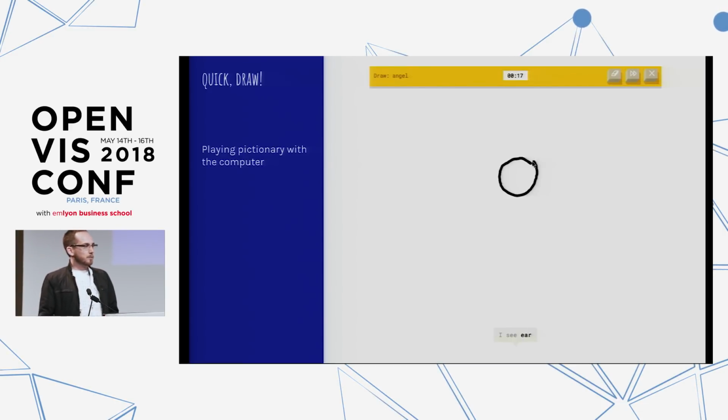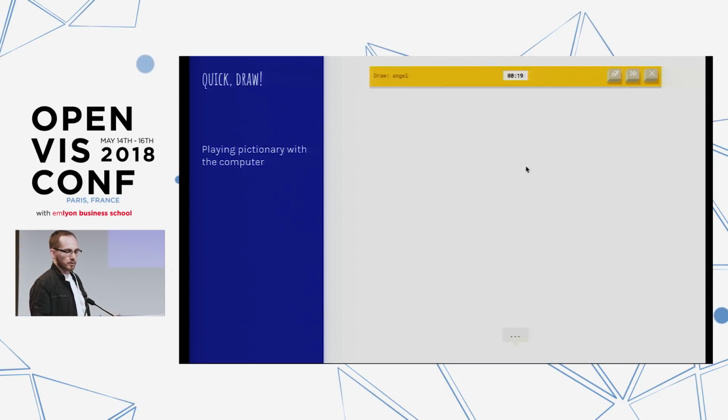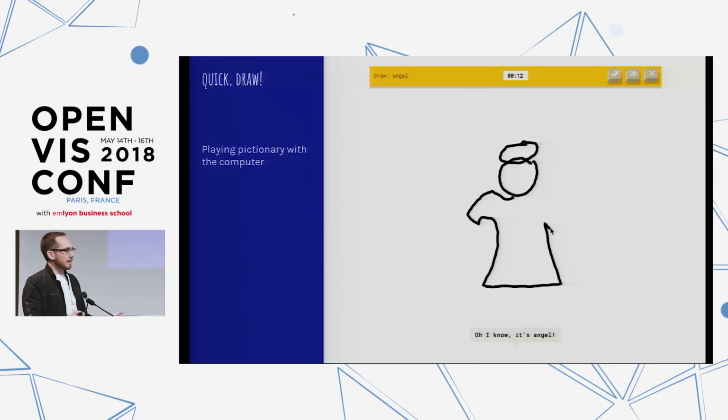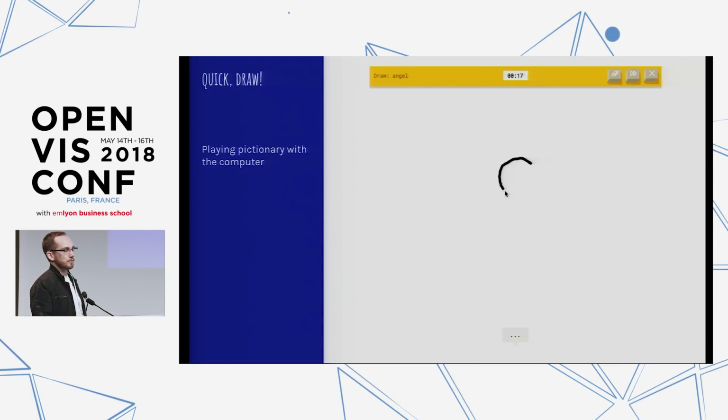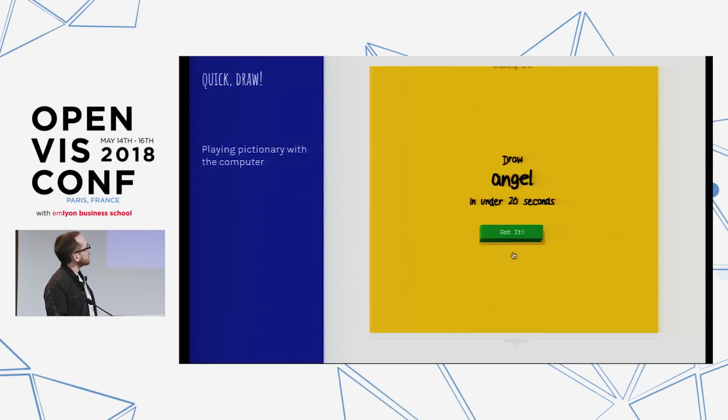So if you haven't had a chance to play this game, the rules are really simple. The game asks you to draw a word, and you have 20 seconds to try to get the AI to guess what you drew. And if it guesses the right word, you get a point, and you do it again.